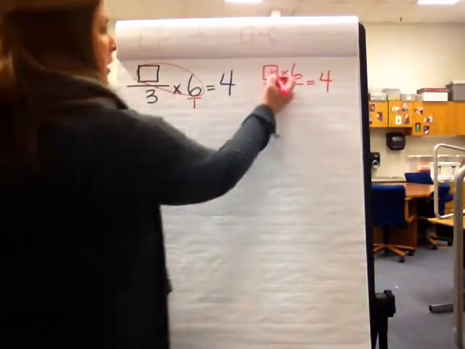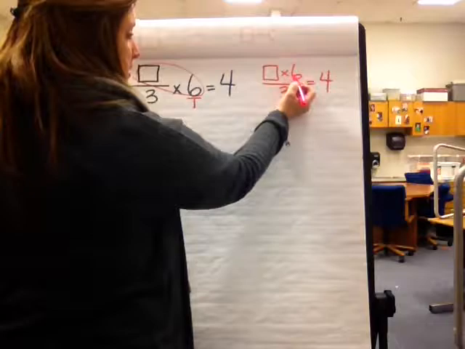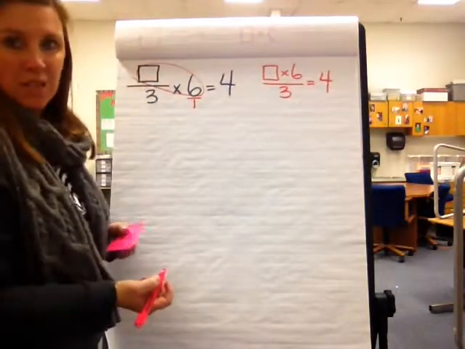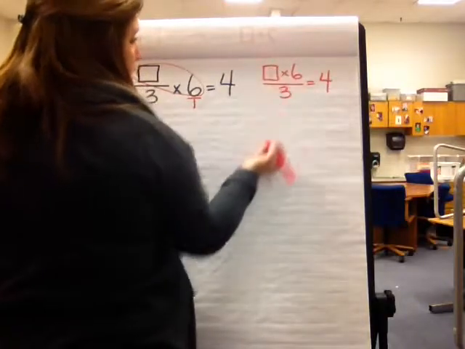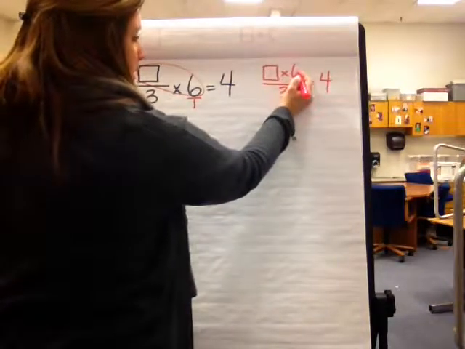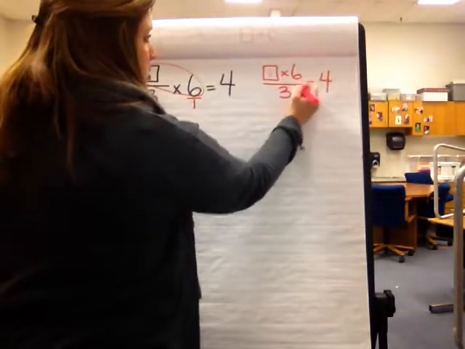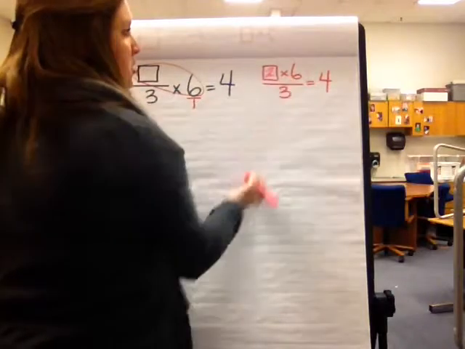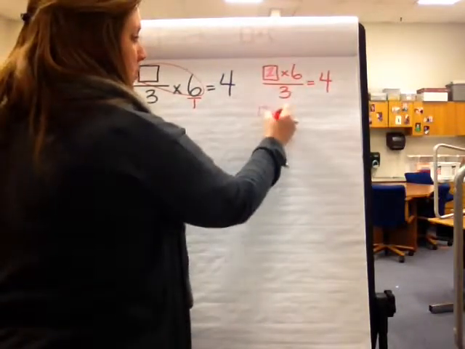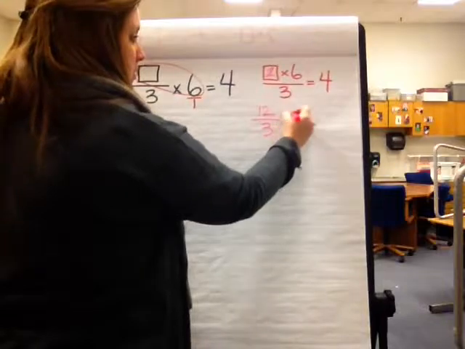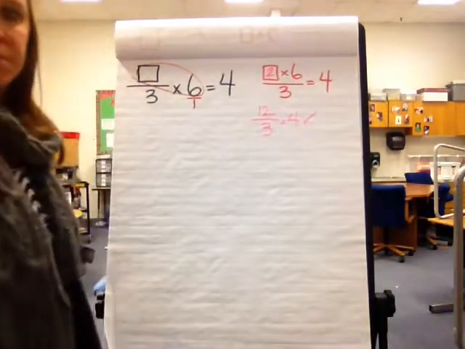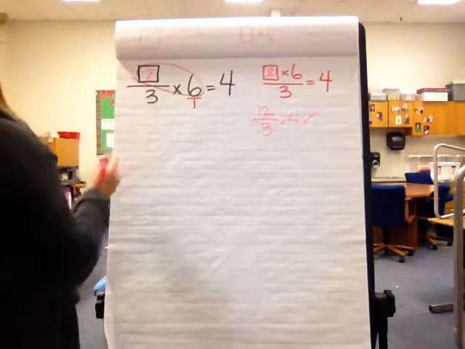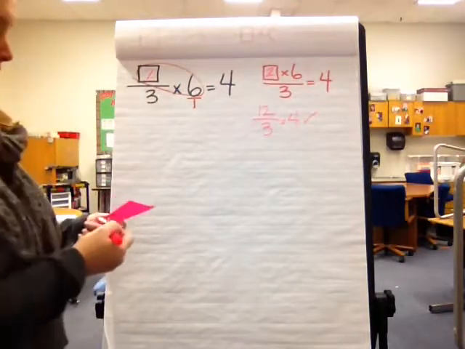Okay, so try 1. 1 times 6 is 6. 6 divided by 3, that's 2. So that's not going to work. All right. 2 times 6. 2 times 6 is what? 12. 12 divided by 3, is that 4? There it is, right there. 2. Because 2 times 6 is 12. 12 divided by 3, that's 4. So my answer would be 2. Okay?